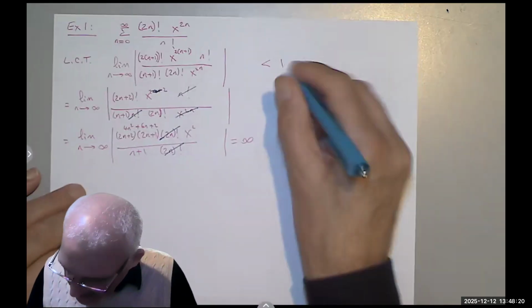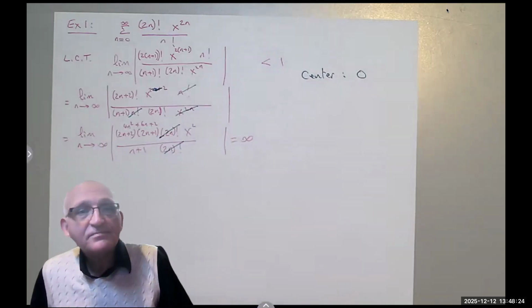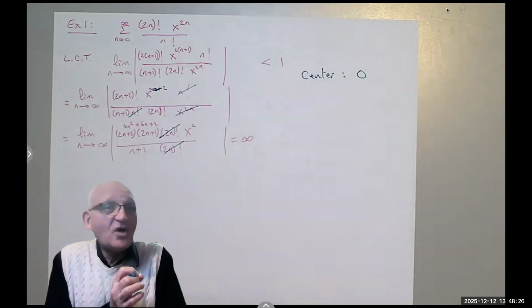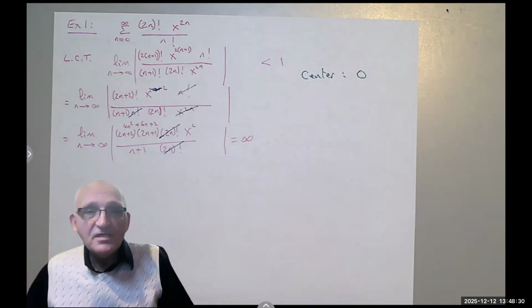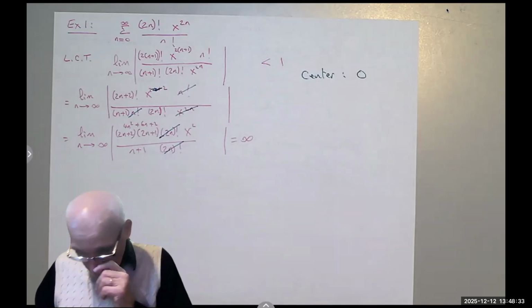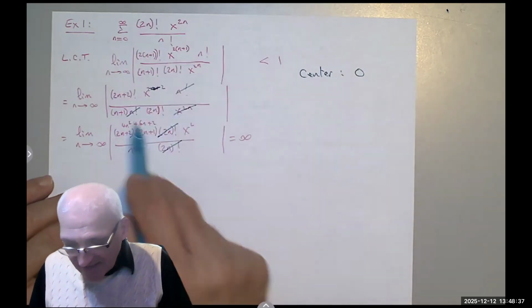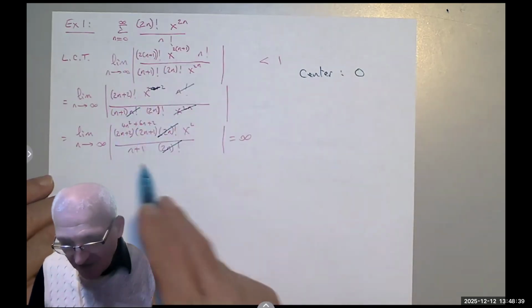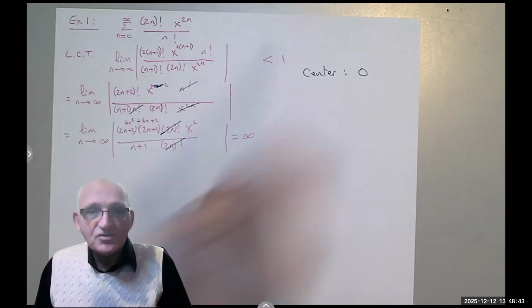The center of convergence is 0, right? If x is 0.1 or negative 0.01, this whole thing will go to infinity. Why? Because the numerator has n squared and the denominator has n. So as n goes to infinity, the whole thing goes to infinity.